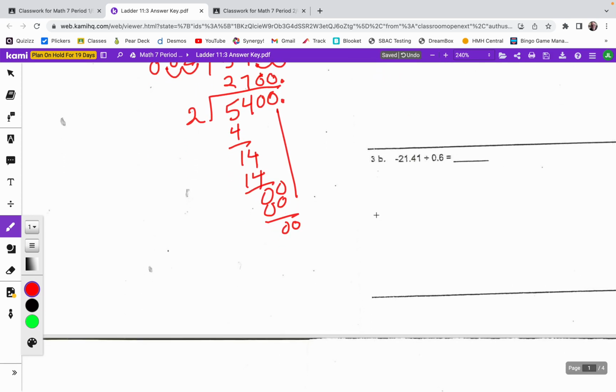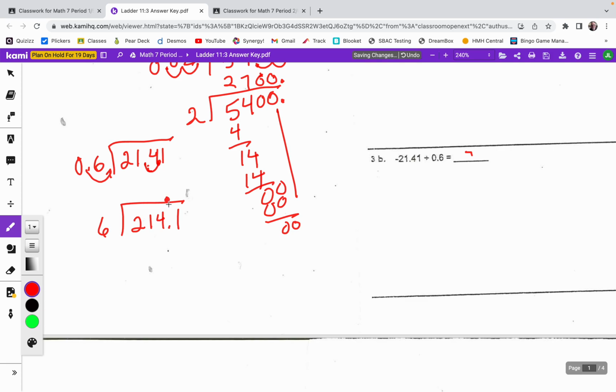And the last one on step 2 is a negative times a positive, so I know the answer is going to be negative. So 21.41 divided by 0.6. I have to move that decimal point 1 place. So I'll move it 1 place. So this is 214.1 divided by 6.